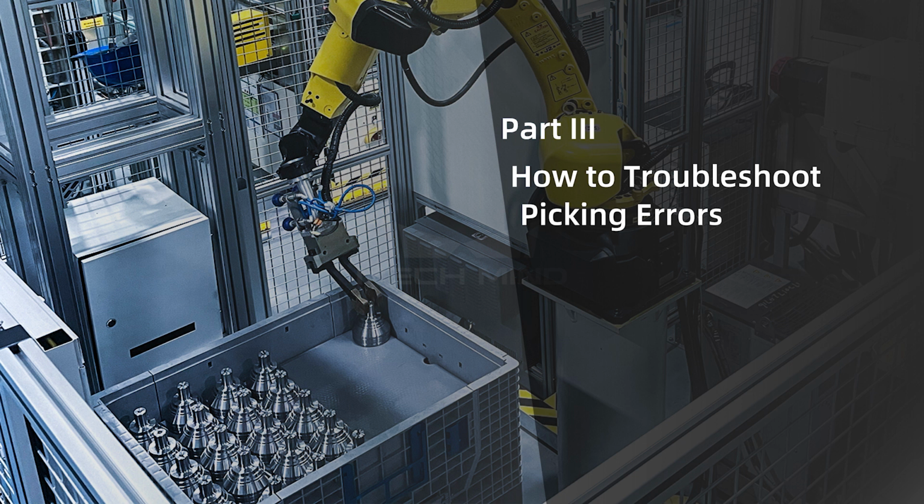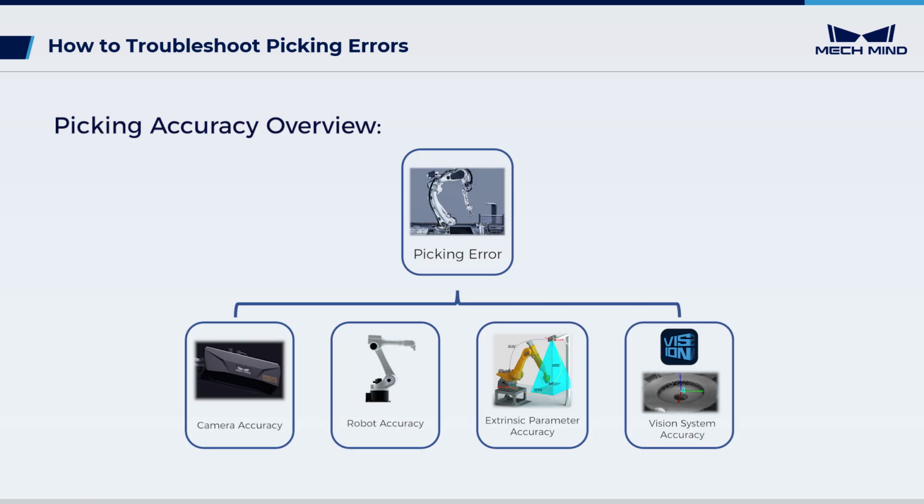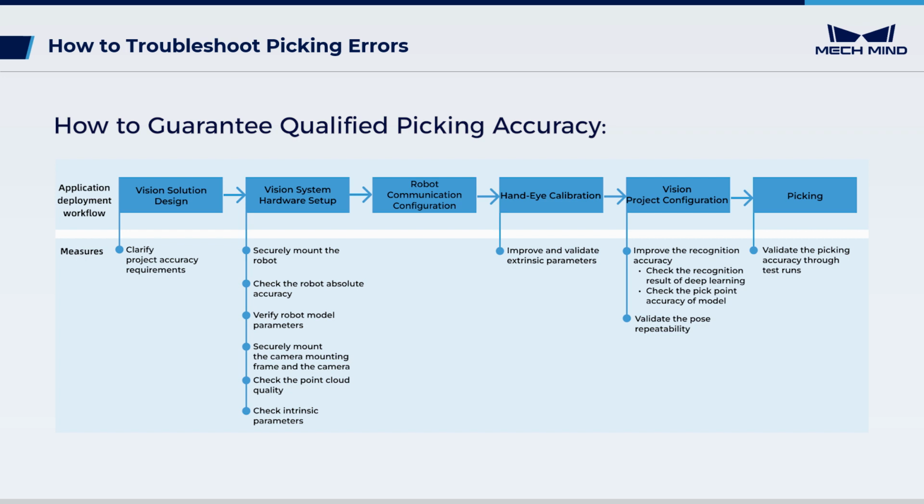This video will explain how to troubleshoot and solve the problem when a picking error occurs on site. In the previous two videos, we discussed two things. One is to introduce factors affecting picking accuracy. The other is how to guarantee qualified picking accuracy during project deployment.